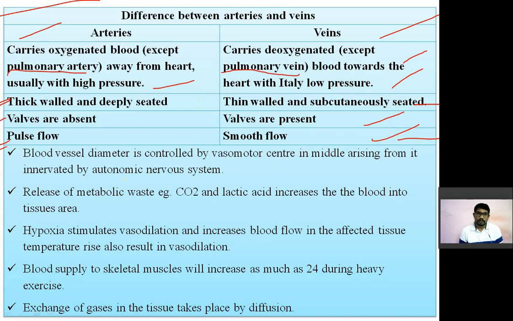Now blood vessel diameter is controlled by vasomotor center. Okay, so these nerves are innervated by the autonomic nervous system. So the blood vessel diameter is controlled by vasomotor center. Remember, blood vessel का diameter relax करना है, constrict करना है, कौन control करता है? vasomotor center. So vasomotor center is the center in the medulla oblongata. Okay, medulla. So they are supplied with autonomic nervous system nerves like sympathetic nervous system nerve and parasympathetic nervous system nerve.